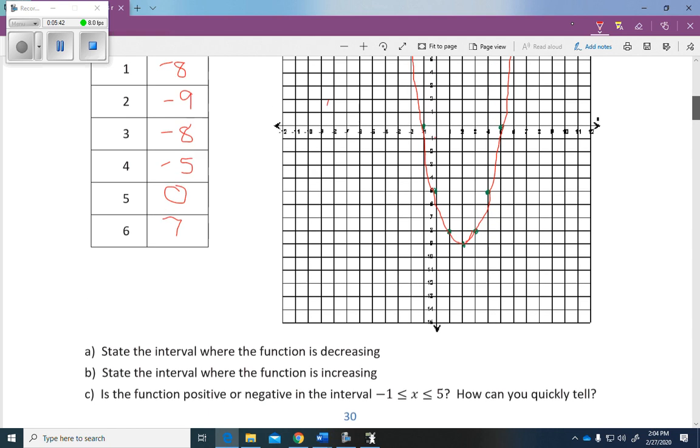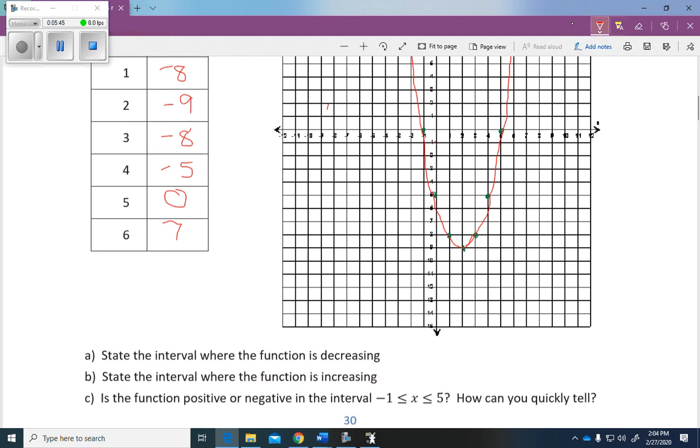It's asking us to state the interval where the function is decreasing. Remember, to decrease means it goes down when we read from left to right. So it's decreasing until it gets to where x is 2. So it's decreasing from negative infinity to 2 because it's decreasing along this line. And then it's increasing past this where x is 2, so it's increasing from 2 to infinity.